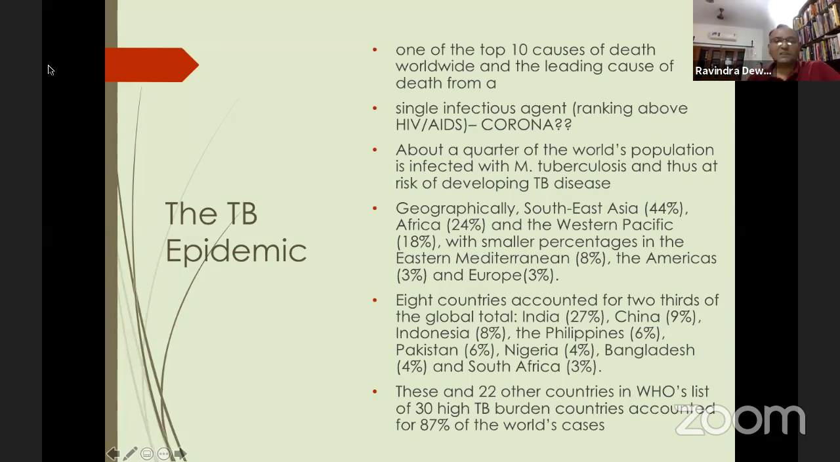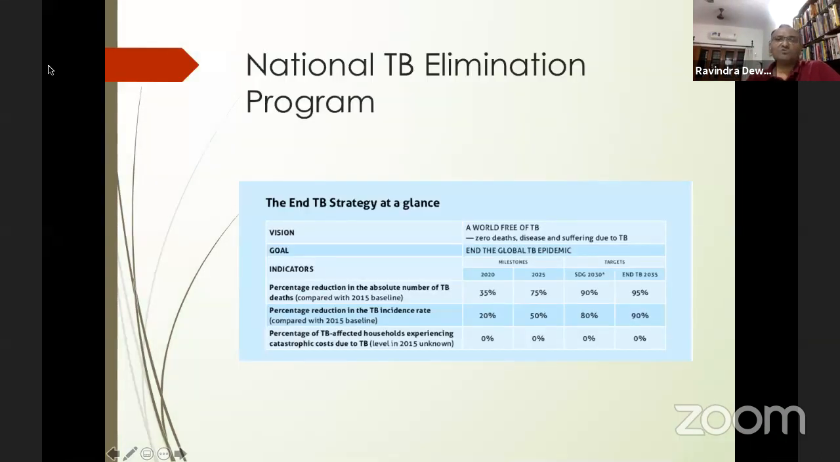So this shows a skewed distribution of TB as a problem in the world. Some countries have an excessive burden, and some countries have very few cases of TB. The now revised National Tuberculosis Control Program is named the National TB Elimination Program because of the gains which have been made in the last 20 years. So people thought that we can eliminate tuberculosis, and efforts were being made in that direction, which I must say have got a little halt because of the COVID epidemic.